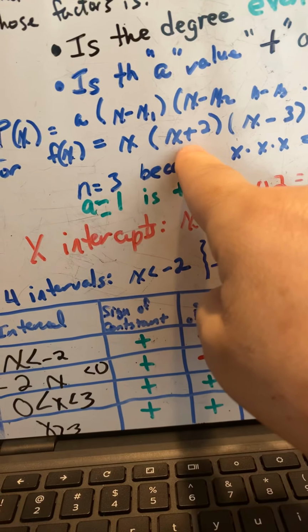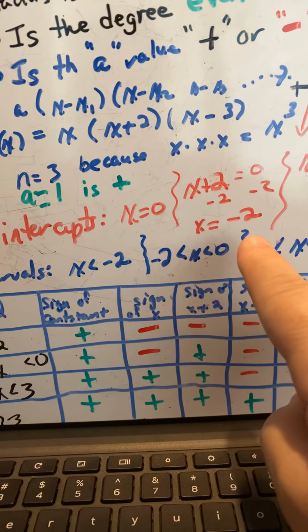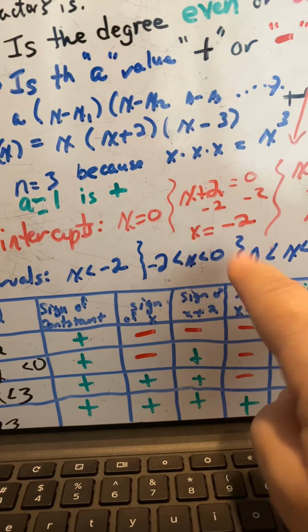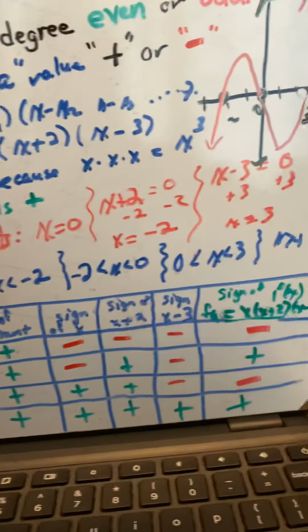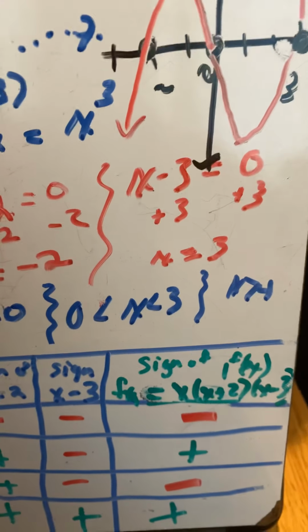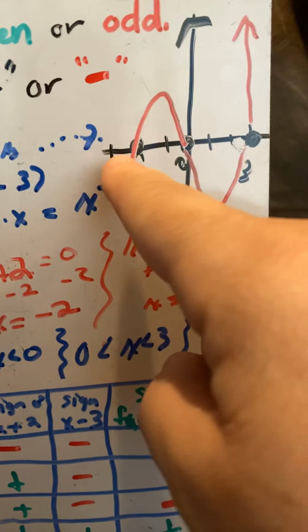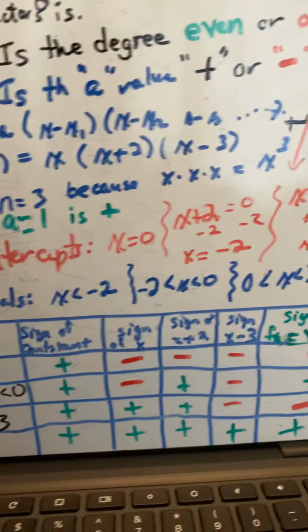If I set this factor x plus 2 equal to 0 and I solve for x, then one of my intercepts is x equals negative 2. My third factor, x minus 3, equals 0, and if I add 3 to both sides, I find the third intercept is 3. And here's a rough sketch of what this looks like. Negative 2, 0, and positive 3 are the intercepts.